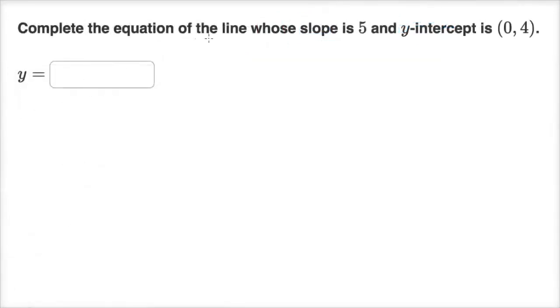Complete the equation of the line whose slope is 5 and y-intercept is 0, comma, 4. So once again, the general form is y is equal to our slope times x, if I want to put it in slope-intercept form, plus our y-intercept. Well, they're telling us our slope is 5. So we know that m is going to be 5, and they tell us that the y-intercept is 0, 4.